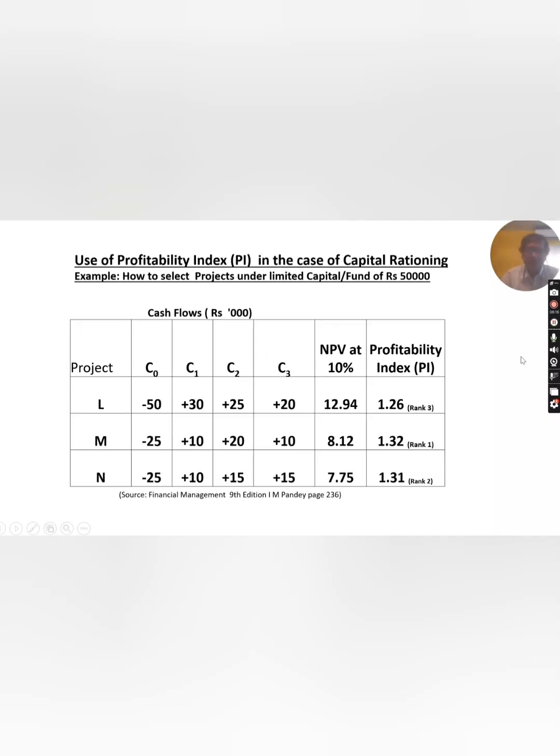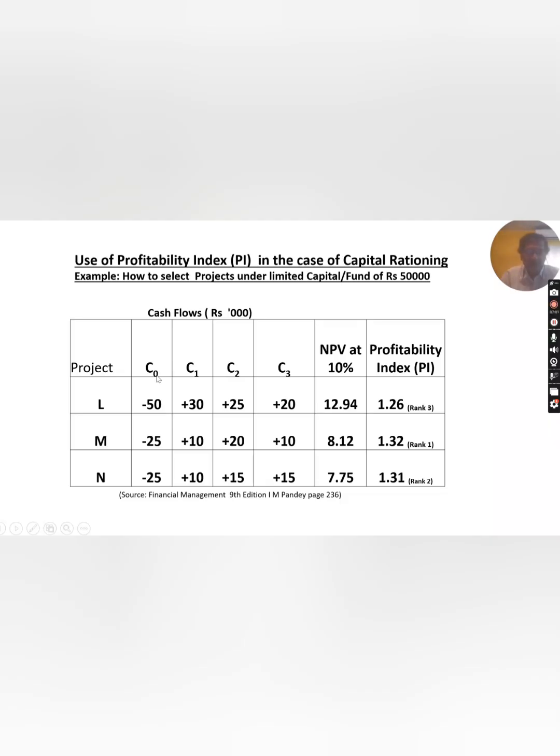Next. Here we'll discuss the use of profitability index in the case of capital rationing. In the previous case, we have checked only the positive NPV, but under limitation of fund, we'll see that the PI tool is more appropriate for decision making. How? These are the three projects, L, M, N, and these are the cash flows. Negative means outflow of fund, that is investment.